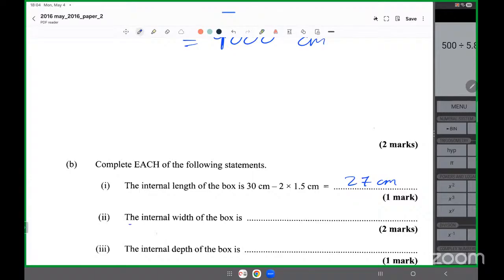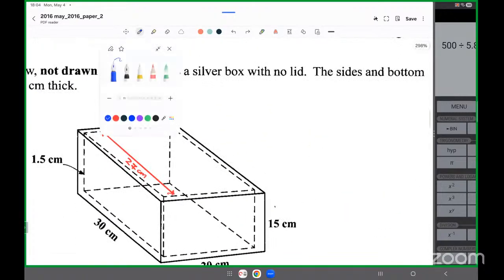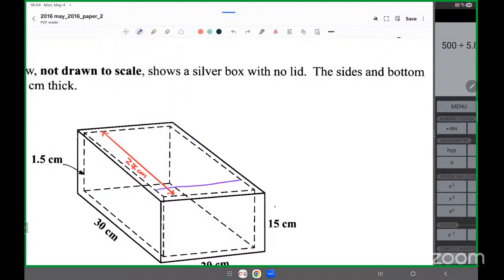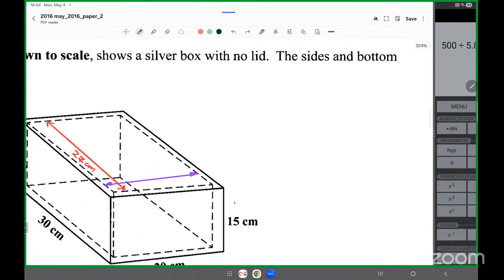Then this one now, the internal width of the box, across here, in a different color. That width across is gonna be what? What's the calculation for that? It's gonna be 20 minus 1.5 and 1.5 again. See that? 20 minus 1.5, so that's 20 minus 3, that's 17, all right? So that's gonna be 17.